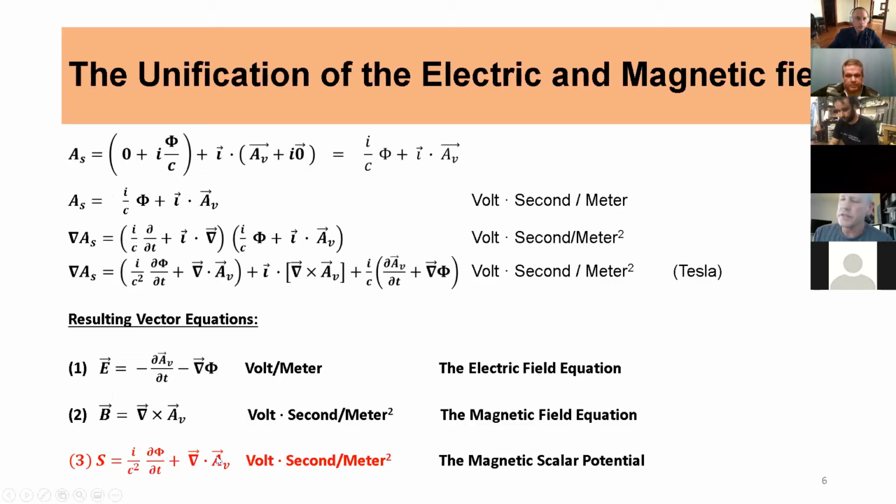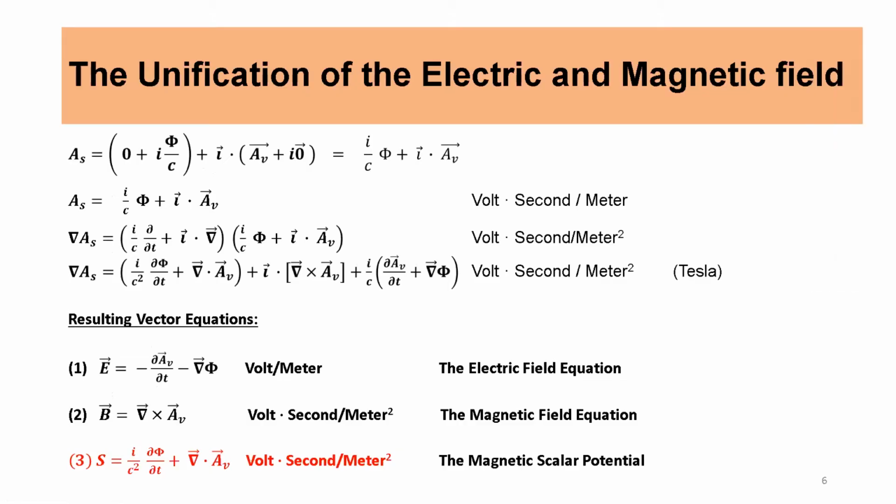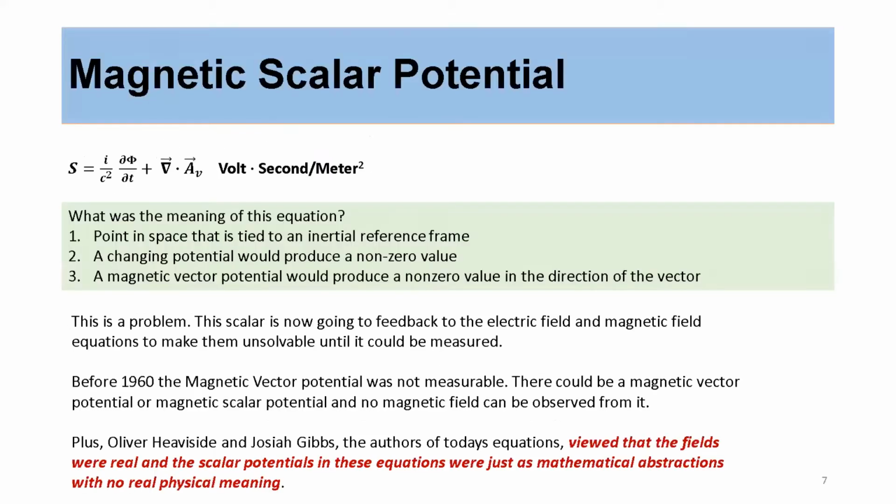So this basically says this equation could feed back onto the other 2 and virtually make them unsolvable, because you could have an electric field that generates a scalar that feeds back to the magnetic field that could eventually feed back to the electric field. So they had to remove it, because nobody was really seeing the effects from this third equation when Maxwell did his derivation in the early 1900s.